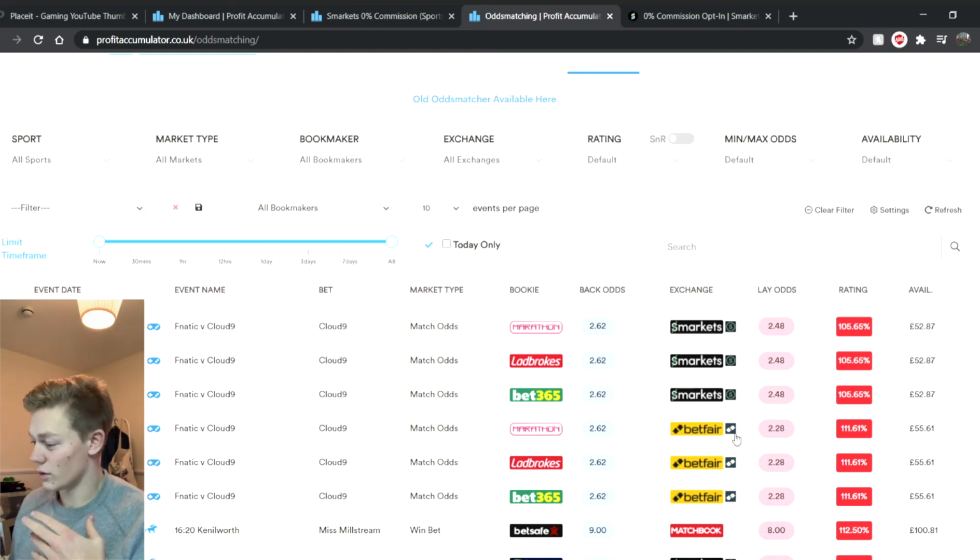So you can also link your Betfair account as well if you'd like to, but I don't really use that too much. I mainly just use Smarkets.